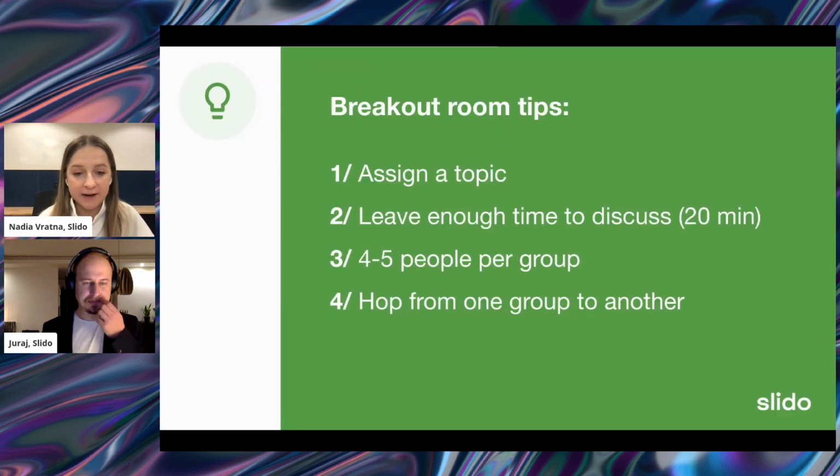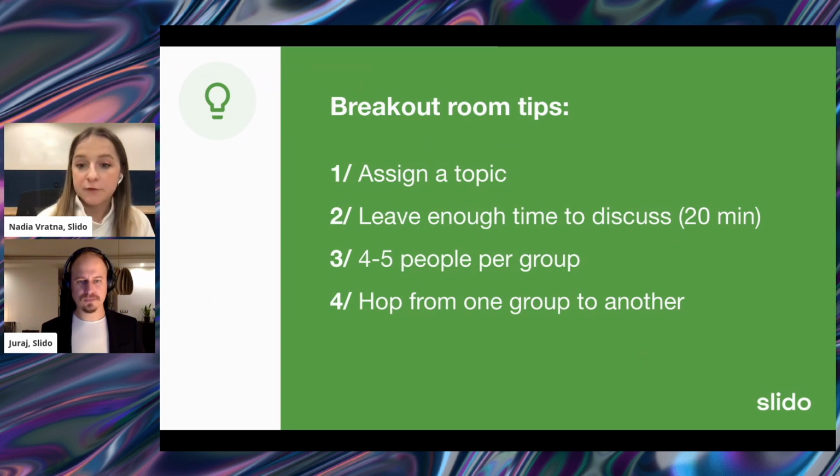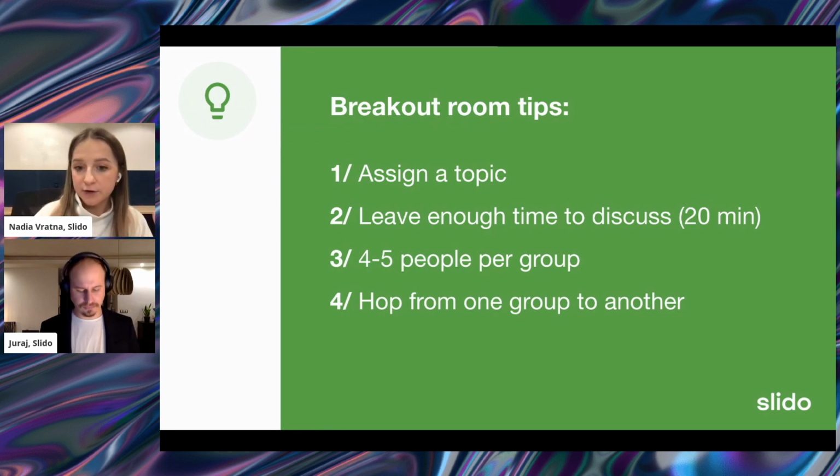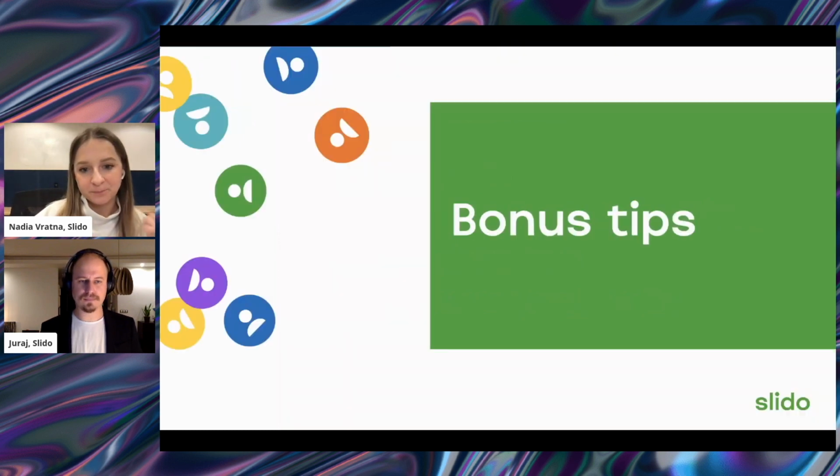So some tips over here. Assign a topic to your breakout room. Leave enough time for people to discuss. And have 4 to 5 people per group. This obviously varies based on the size of your event, but don't make it too big. Otherwise, some people might not feel comfortable speaking up. And as a facilitator, you can also hop from one group to another to discuss various insights.